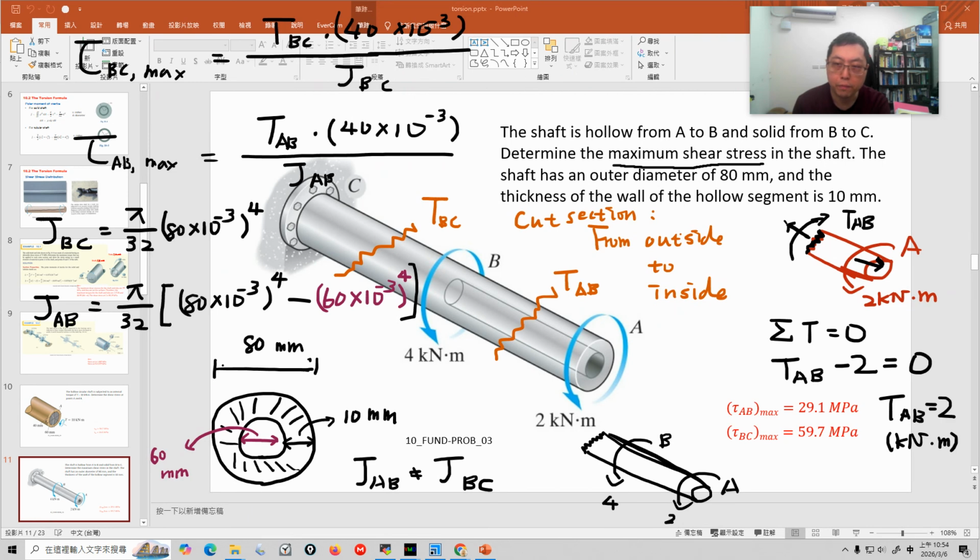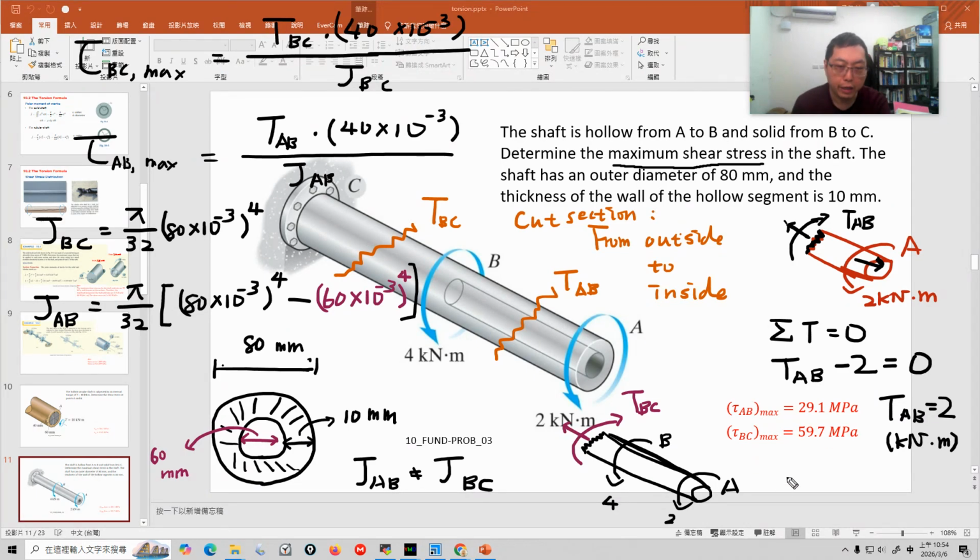Yeah, the same thing. At this cut section, we have the TBC. Okay, what direction should we assume? We should assume it rotates in this direction, TBC, because with this rotation direction, using the right hand rule, it points outward to the surface. That's the positive sign convention. Rotating in this direction, pointing outward to the surface, is positive.